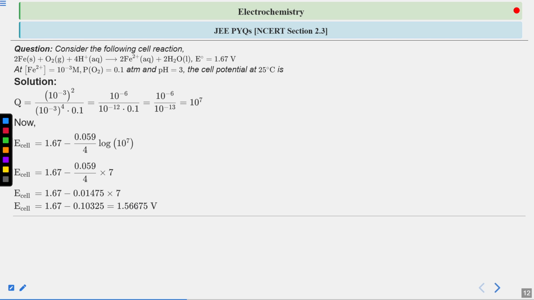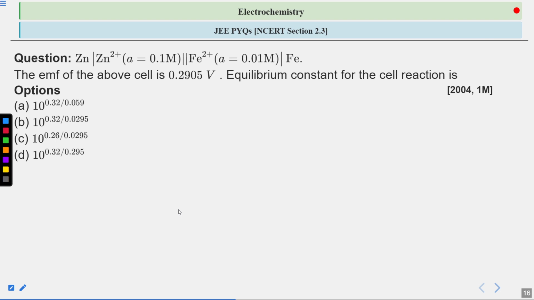Okay, moving on to our next question. This is a JEE PYQ and it is covering the NCERT section 2.3. The question is given as: Zn, Zn2+ with concentration 0.1 molar, salt bridge, Fe2+ whose concentration is 0.01 molar, to Fe. This is a cell representation. The EMF of the above cell is 0.2905 volt. You have to find out the equilibrium constant for this cell reaction.